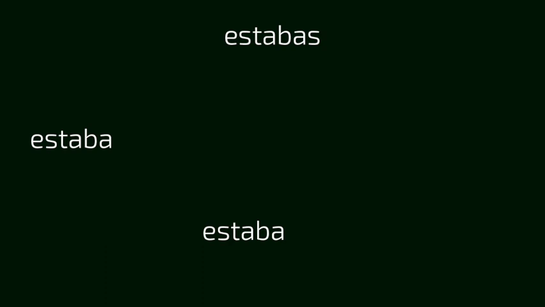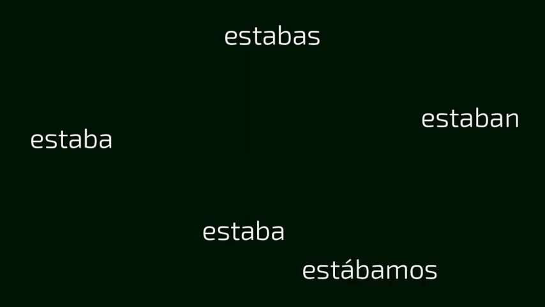For the pandas, or they were, it'll also have a stress on stab, but you'll put an N at the end. So this is estaban. Maybe think stab pandas, estaban. And now what do you think is the word for were, as in we were? So that would be estábamos. Maybe like most of us stab the most.